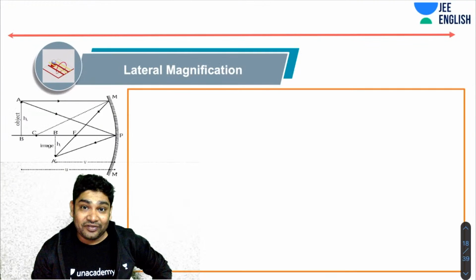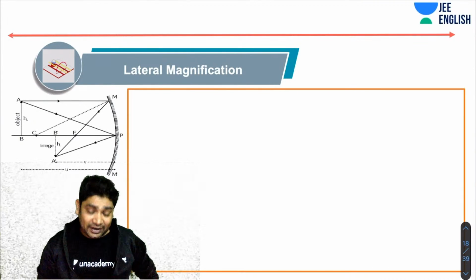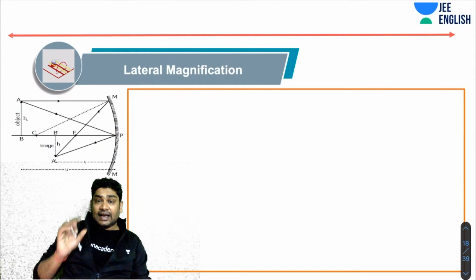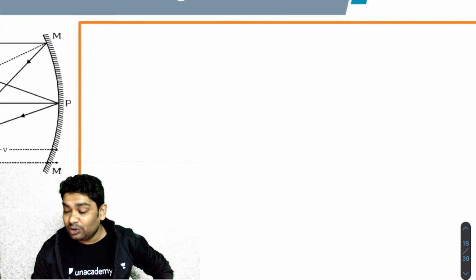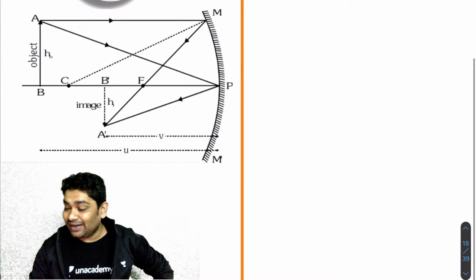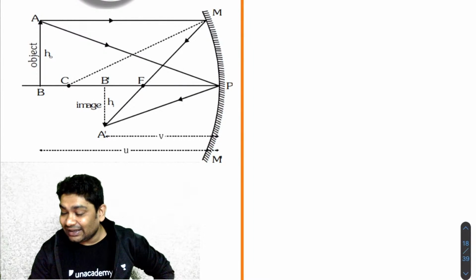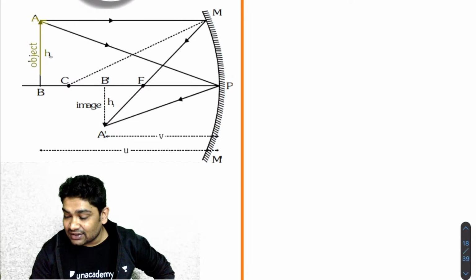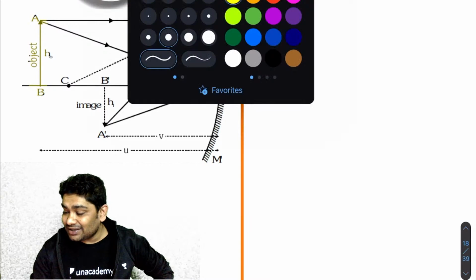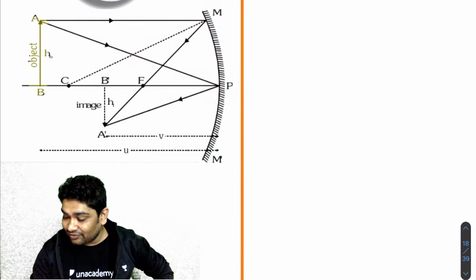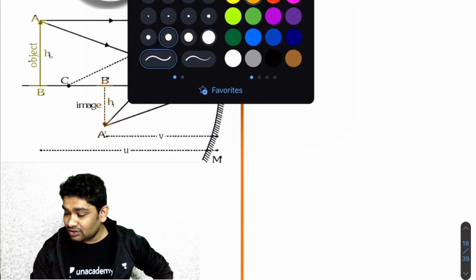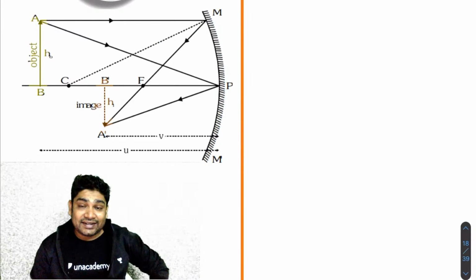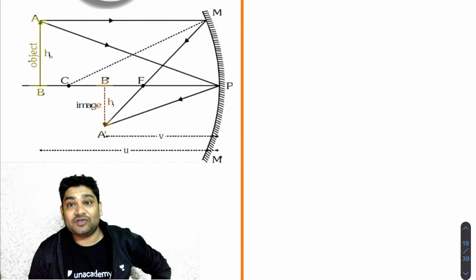All right. Now we will talk about lateral magnification. Lateral magnification refers to the size of the image as compared to the size of the object. So here we have shown you one example. I have taken that the object is like this here, and the image is formed here. This object forms an image at this location, and I want to relate the size of the object with the size of the image.